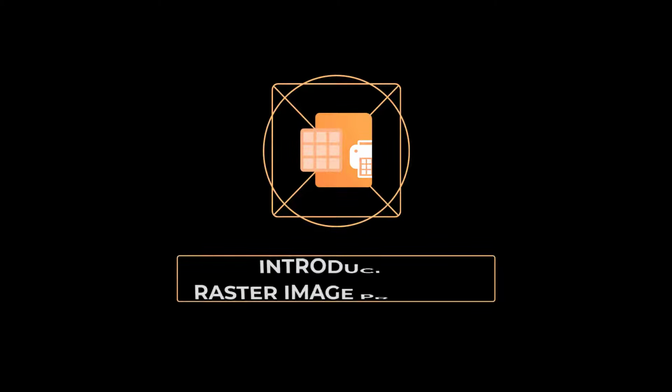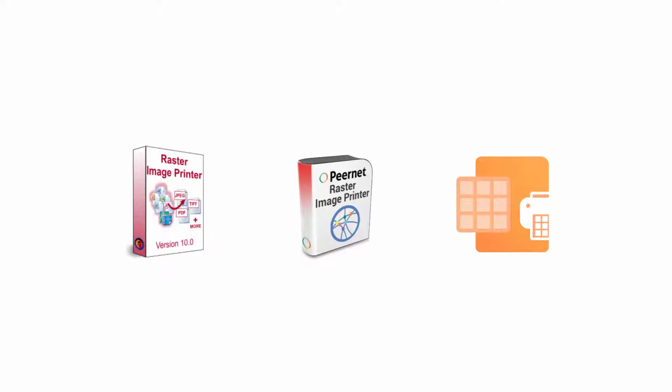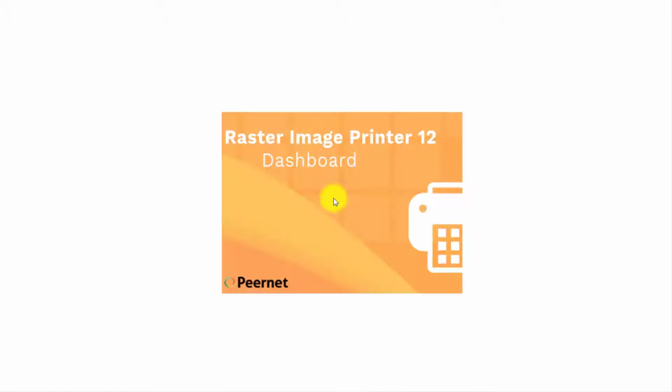Introducing Raster Image Printer 12. Peernet has sold versions of Raster Image Printer for the last 20 years, yet this release of version 12 marks the most drastic overhaul to how the virtual printer operates behind the scenes and to how users interact with the virtual printer. Raster Image Printer now includes a user interface that is modern, clean, and easy to use.